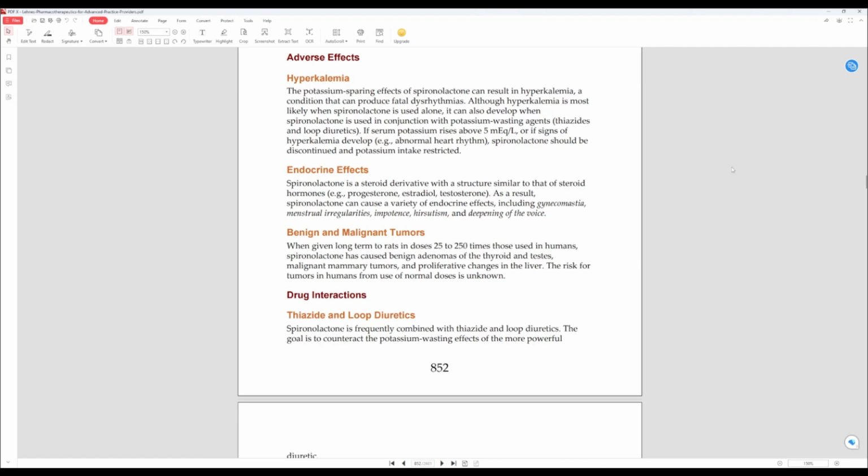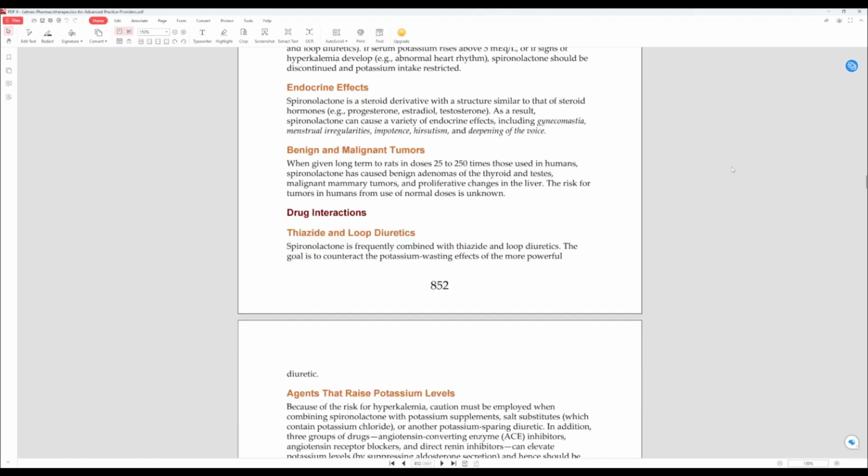Although hyperkalemia is most likely when spironolactone or Aldactone is used in monotherapy, it can also develop when spironolactone is used in conjunction with a potassium wasting agent. So, if your potassium levels rise above 5 mEq per liter, or if there are signs of hyperkalemia developing, again, that abnormal heart rhythm, Aldactone or spironolactone should be discontinued and potassium intake ought to be restricted.